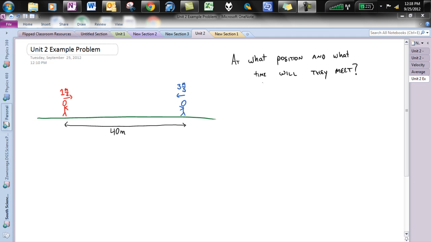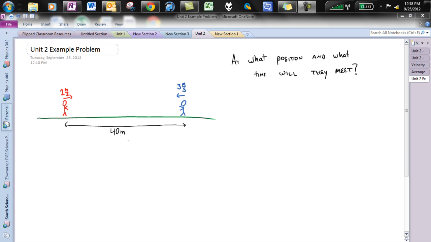We have a red guy who's running 1 meter per second to the right. We have a blue guy running 3 meters per second to the left. And the question is, at what position and what time will they meet? You'll notice that they are separated by 40 meters.